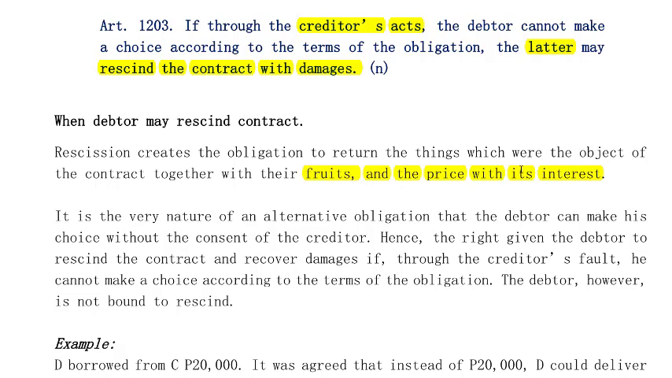So it is also important that, diba, when the debtor is making his choice, he doesn't need to have the consent or concurrence ni creditor kung ano yung choice niya, diba? So the right given to the debtor to rescind the contract and recover damages is if it is through the creditor's fault that he cannot make a choice according to the terms of the obligation.